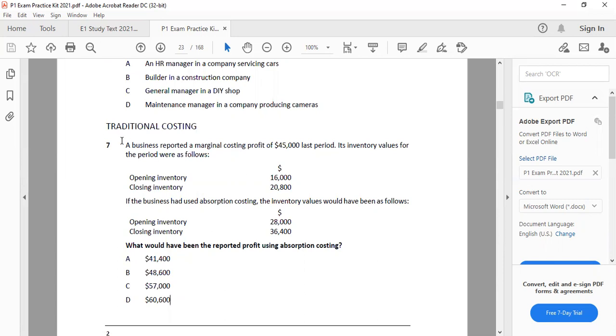A business reported a marginal costing profit of 45,000 last period. Its inventory values for the period were as follows: opening inventory, closing inventory. If the business had used absorption costing, the inventory values would have been as follows. What would have been the reported profit under absorption costing? We'll work out all the numerical questions in the Excel file, so let's take the question to the Excel file and work it out.